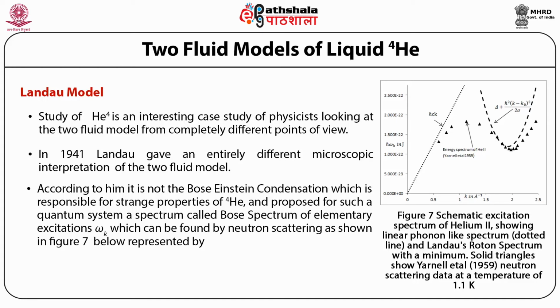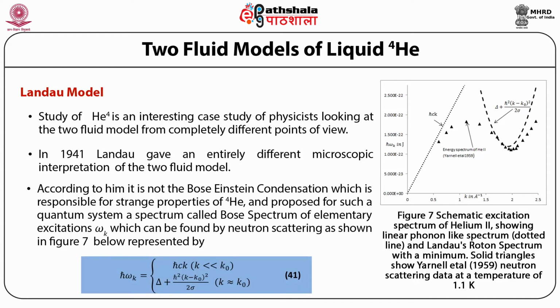scattering as shown in figure 7, which is represented by the relations h bar omega k is equal to h bar ck, for k very much less than k0, and is equal to delta plus h bar square into (k minus k naught) whole square divided by 2 sigma at k approximately equal to k0, where c is the velocity of sound and m is the mass of helium atom. c is equal to 239 plus minus 5 meters per second. Delta by kB is equal to 8.65 plus minus 0.04 K, and k naught is equal to 1.92 plus minus 0.01 per angstrom, and sigma upon m is equal to 0.16 plus minus 0.01. These are the experimentally determined parameters called Landau parameters.